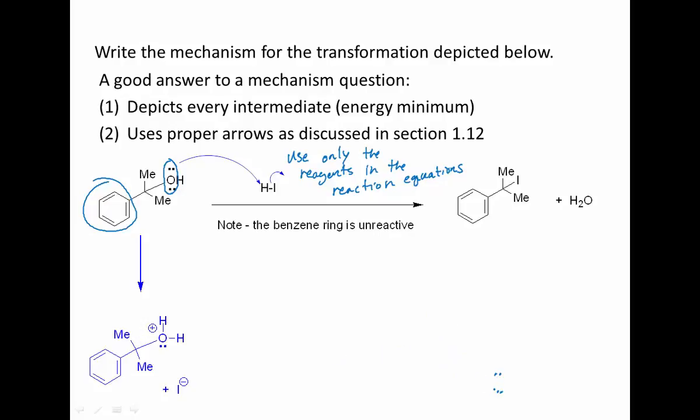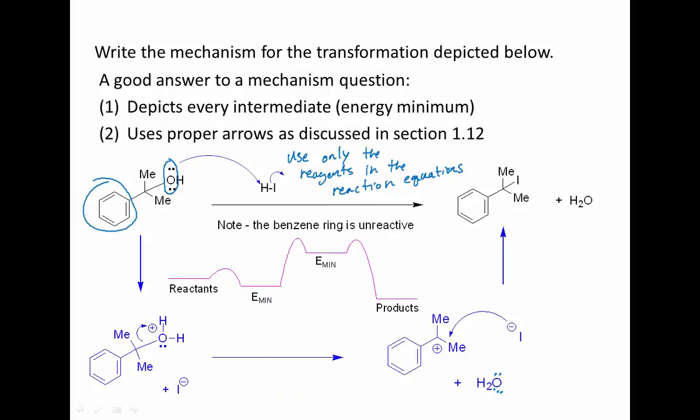Okay? Yeah, okay, I went back. Sorry. And in the last step, the I minus that we generated in the first step is going to come in and attack the carbocation, and we're going to end up with a product. All right, so we should show every energy minimum. Okay, so this is here. And that's there. And it's required in a mechanism that we show all of the energy minima.